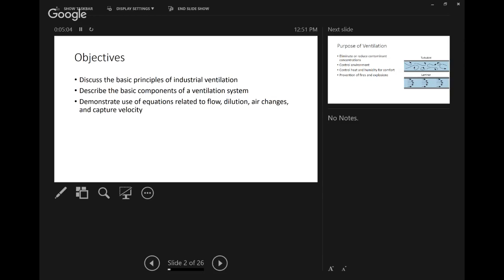So our objectives there: discuss basic principles of industrial ventilation, talk about some components of a ventilation system, and then look at some equations. We are not going to cover all the equations that are in these slides. Some of them are review, so we've already done air changes, and we've also looked at flow. We'll review that one though, because it's important. Mostly dilution. If there is time, then we may look at capture velocity.